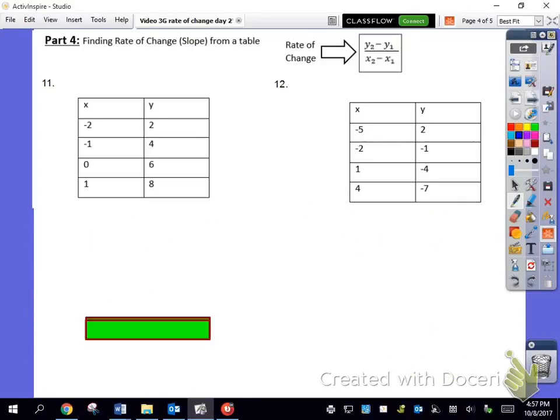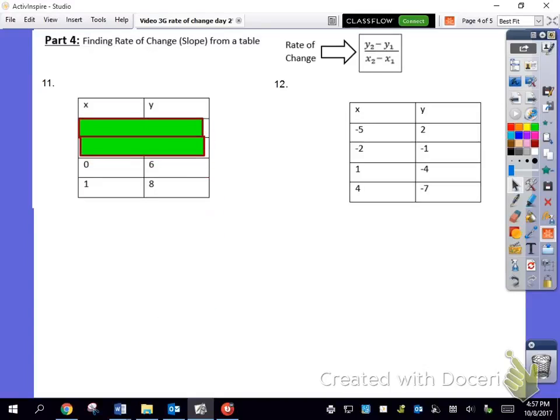On number 14, if you have a table, it is the exact same thing. A lot of times people get confused. What I would say is just ignore the other ones. Just take 2 at a time, and you're going to do exactly what we've done. You're going to subtract just like that. 1 minus 0 is 1. 8 minus 6 is 2. Swing it over. 2 over 1 is 2.